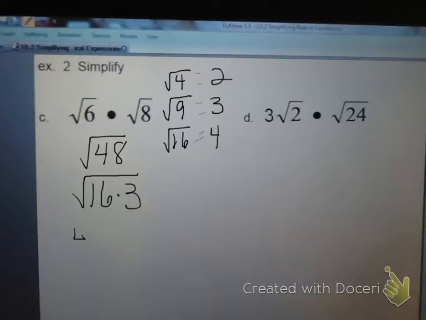Square root of 16 is 4. It comes outside the radical. Get 4 square root of 3.